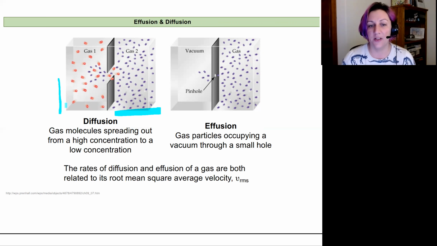So the rates of diffusion and effusion of a gas are both going to be related, of course, to its velocity, to the root mean squared average velocity that we just defined. And so the faster that average velocity is, the faster a gas will effuse through a pinhole into a vacuum, or the faster a gas will diffuse to fill an entire container.